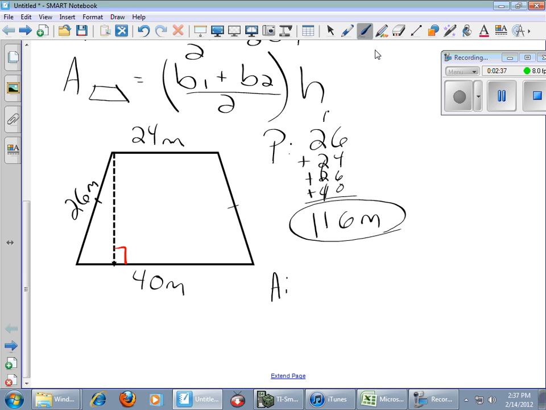I will do that often because I want you to associate that you need the right angle. There's not a right angle here, there's not a right angle there, there's not a right angle there or there. So therefore, you don't know the height of this trapezoid. Base and height always make a right angle.